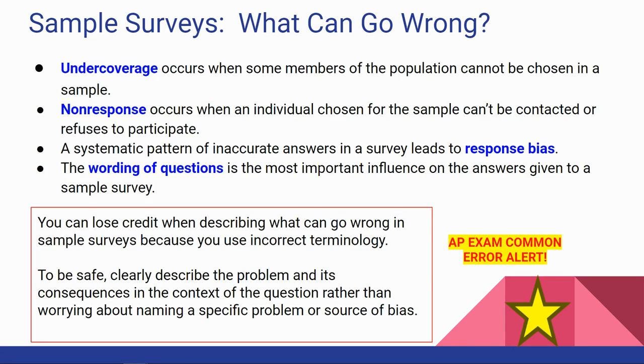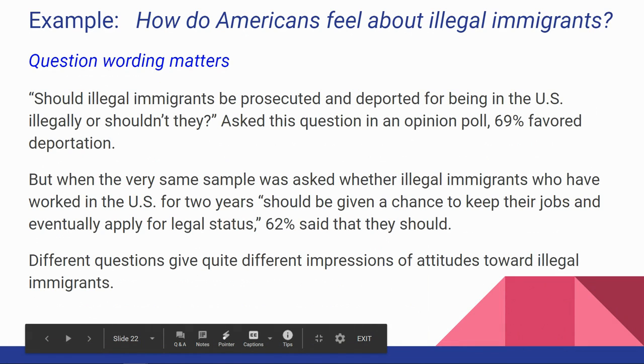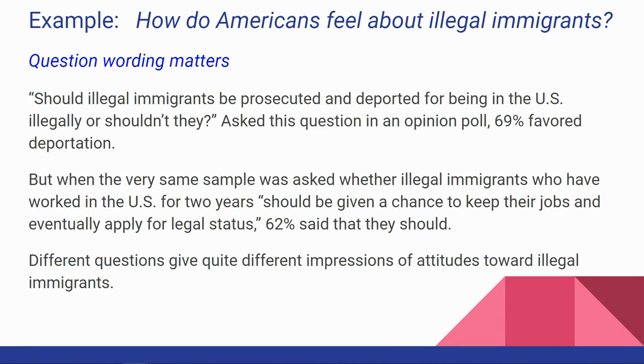So an area where you can lose credit is when you're describing what can go wrong in sample surveys because you use incorrect terminology. To be safe, clearly describe the problem and its consequences in the context of the question, rather than worrying about naming a specific problem or source of bias. So an example is, how do Americans feel about illegal immigrants? These are questions where question wording matters.